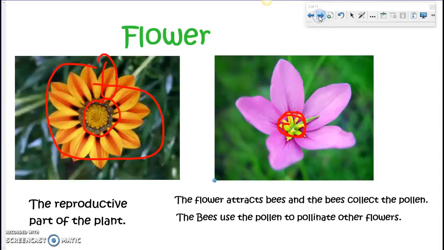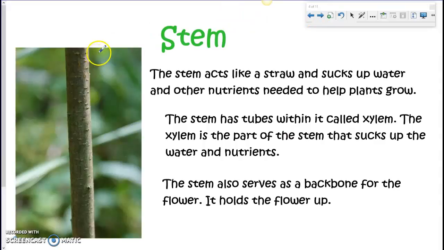Okay. The next part is the stem. This long part. The stem acts like a straw and sucks up water and other nutrients that the plant needs. The stem has tubes within it called xylem. The xylem is the part of the stem that sucks up the water and nutrients. The stem also serves as a backbone for the flower. It holds the flower up. So like we discussed before, it is the backbone. It holds that flower up and it sucks up all the nutrients from the bottom of the plant and disperses it through the leaves.